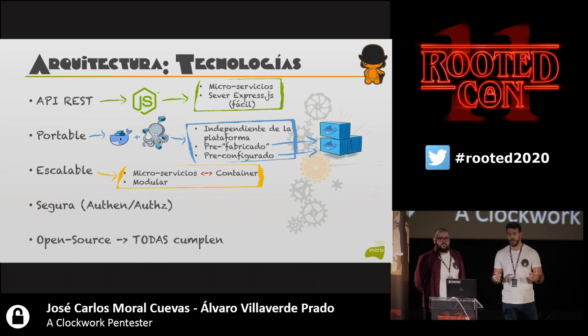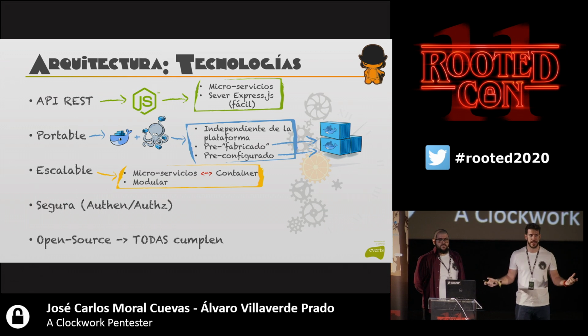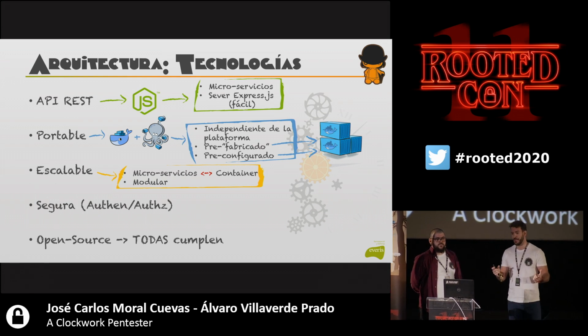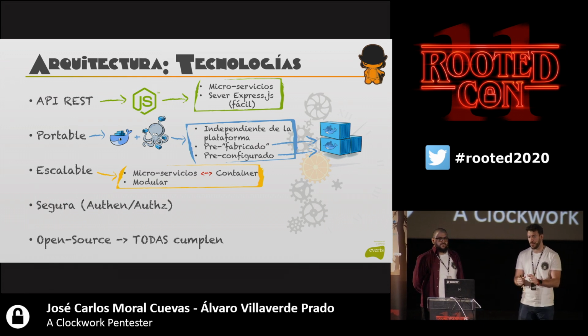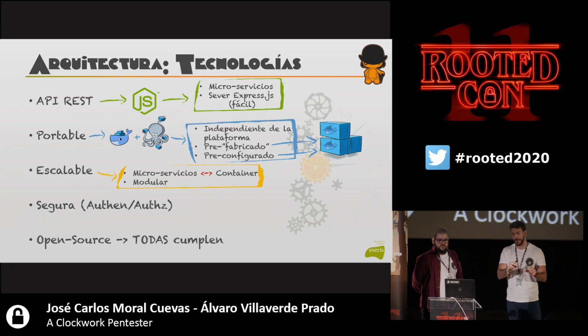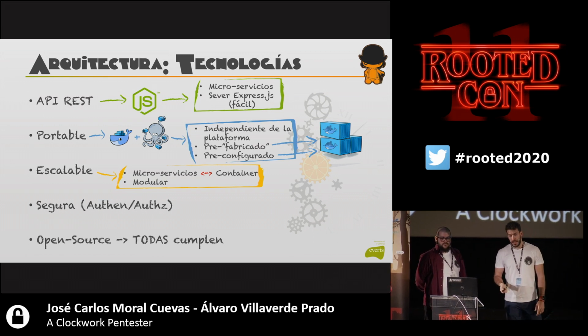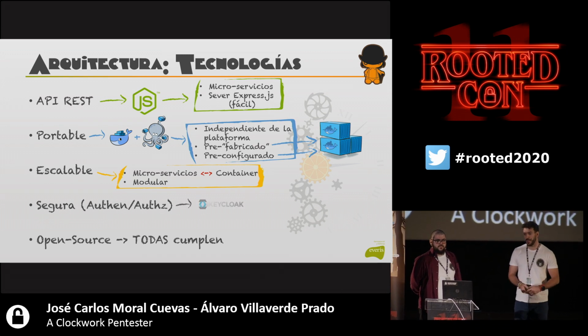REST API and Docker give us that modularity, a modular capability. If I want to add a new module, I just get a new container, I hook it up, I configure the database for it to know that there is a new module, and that's it.